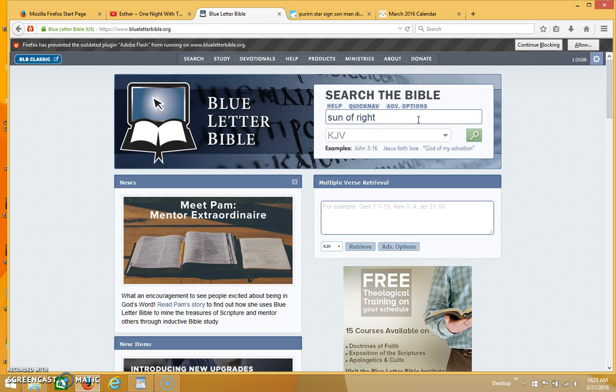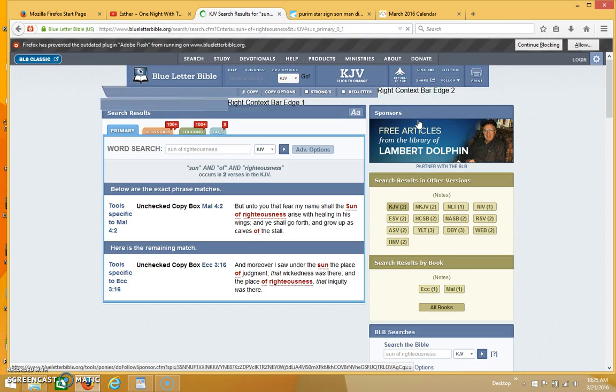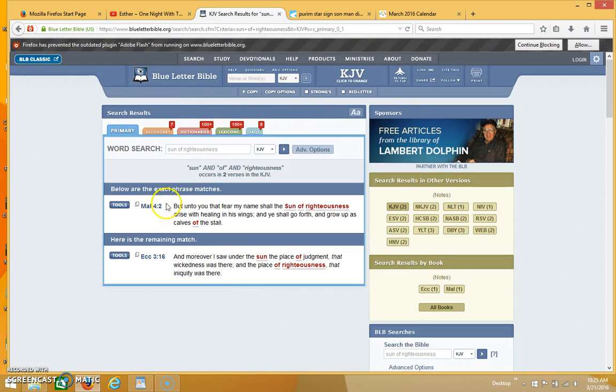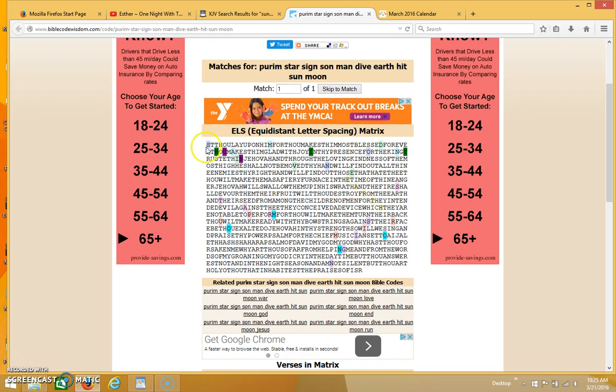So I'm going to try to pull that up real quick and see if I can get that to come up. Okay, right here in Malachi 4:2 it says, "But unto you that fear my name shall the Son of righteousness arise with healing in his wings, and ye shall go forth and grow up as calves of the stall." So this is obviously referring to Jesus, and it refers to him as the Son. So it's really interesting that in this table it actually shares with the word Son.